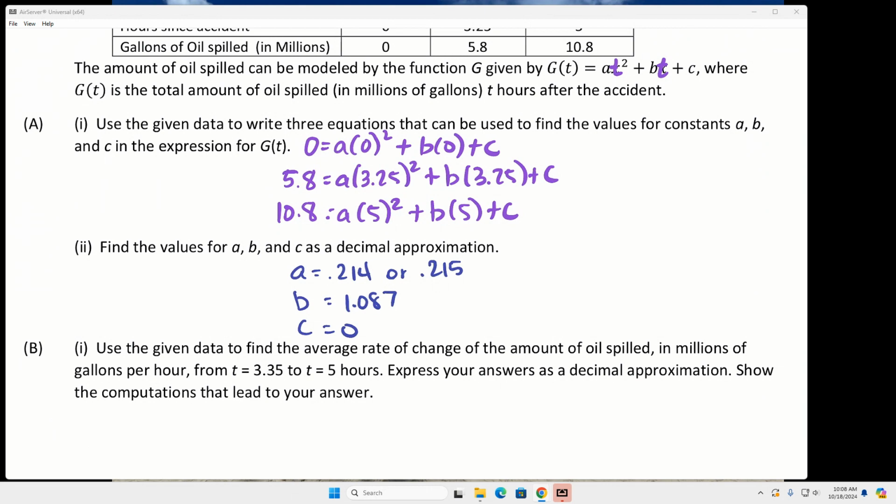So be accurate to 3 decimal points on your A, B, and C, except C is just 0. We don't have to have decimal points on it.